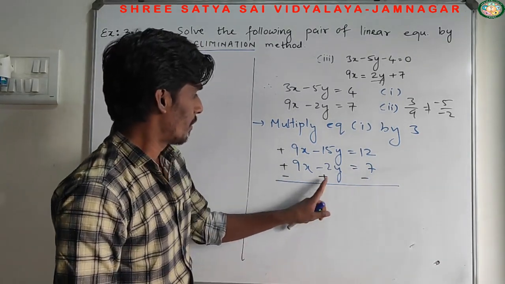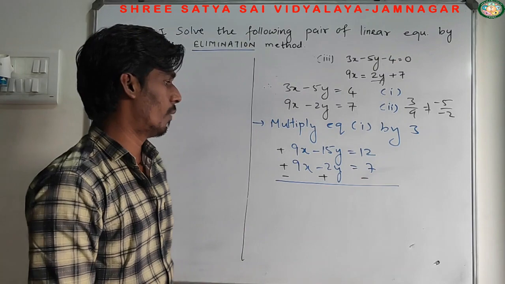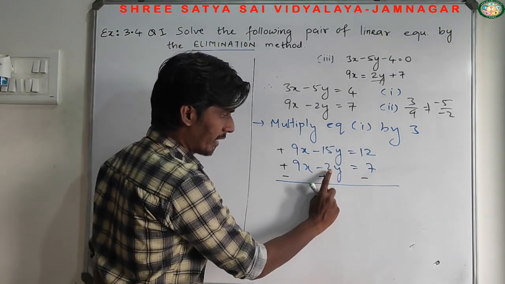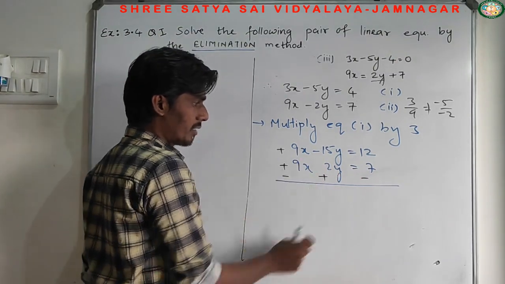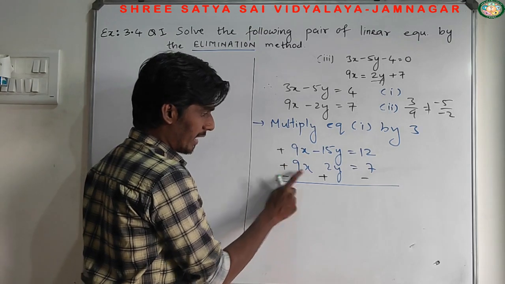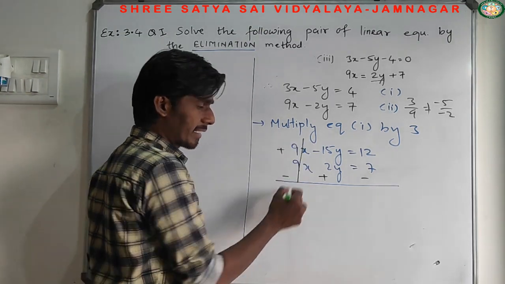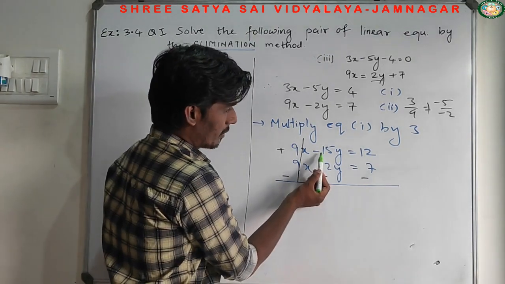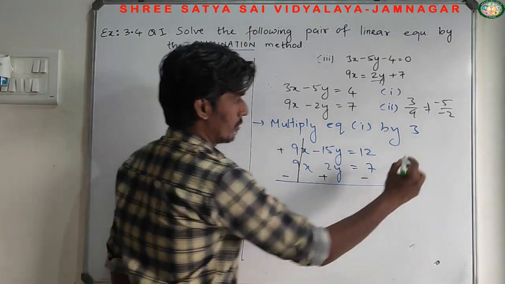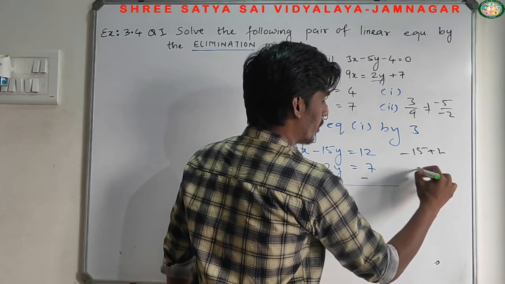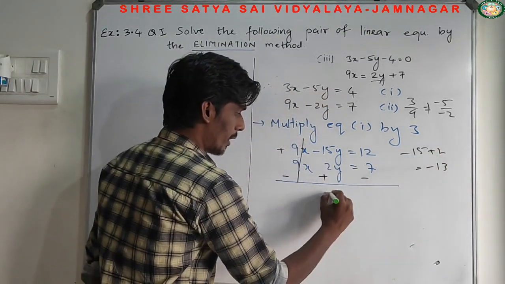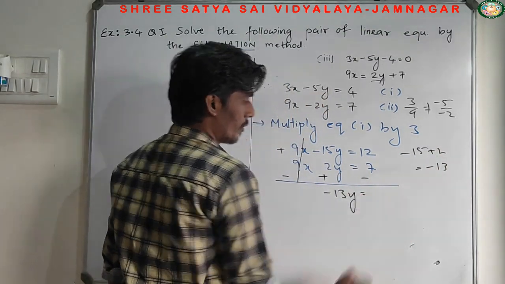Minus 9x plus 2y and minus y. What does it mean? Now the sign of this minus 2y is what? Plus. Now the sign of this 9x is what? Minus. Now plus 9 minus 9 get cancelled. Plus minus 15 plus 2. Minus 15 plus 2 equals what? Minus 13. So I am going to write here minus 13y.